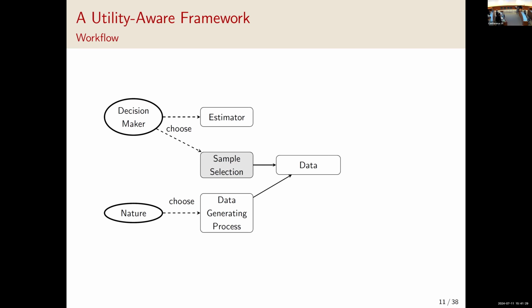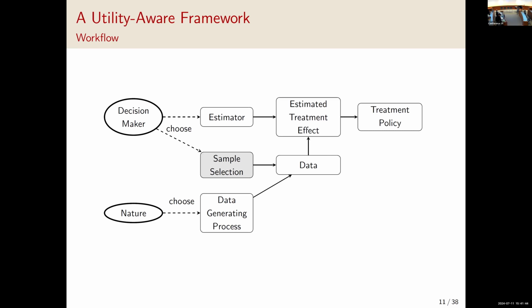In this work, we will mainly focus on the sample selection design. After they collect data, the decision maker will use an estimator of choice to estimate the treatment effect in those groups. And then based on that treatment effect, they design a treatment policy of whether they will administer treatment in the population for those groups or not. And then according to the quality of those treatment policies, they will obtain a utility. And hopefully we will be able to find a sample selection that optimizes this utility.